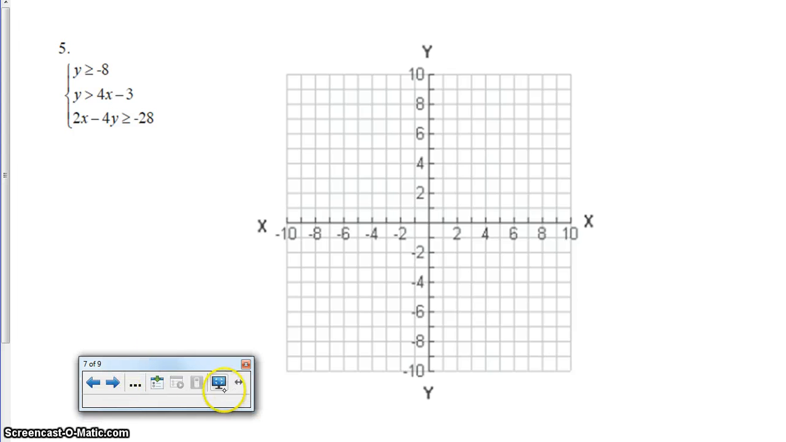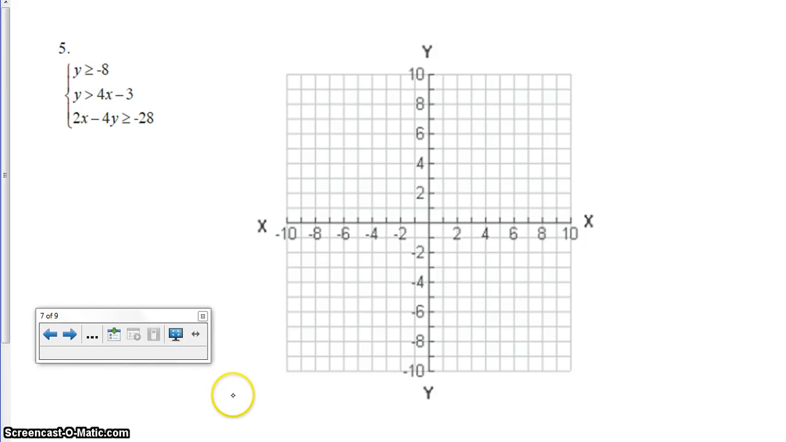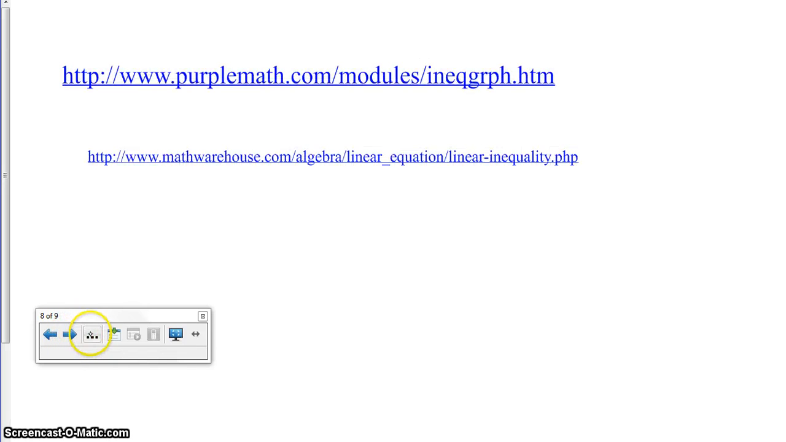All right, so ladies and gentlemen, I'm going to give you this one. I'm not going to solve this one. I want you to solve this one, so pause the tape. And then here is how to do inequality graphs. Purplemath.com is really great, or mathwarehouse.com. This is another one that will help you.